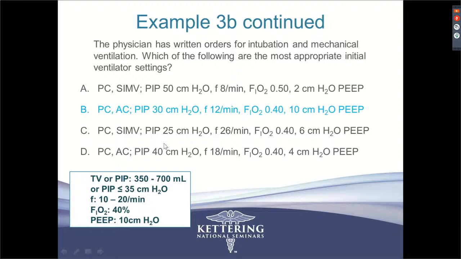Well, let's just go on and for practice, look at these again. Could I do 25? Yeah, I could do 25. Could I do a rate of 26? No, that's too high, right? Could I do a PIP of 40? No, that's over 35. So here again, you see the best answer is this one that I chose here based upon these ranges. Okay?